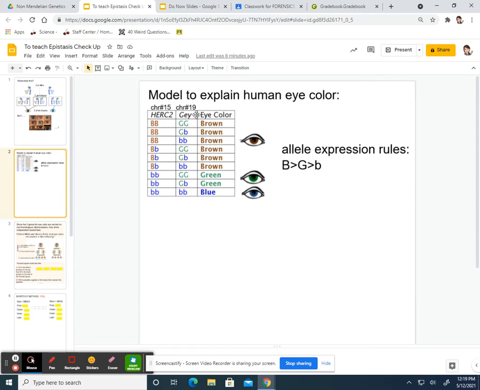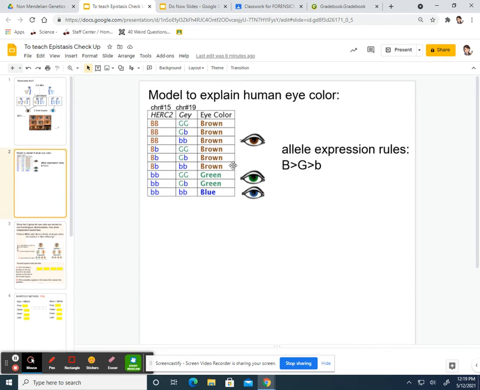And then for gene number 2, for some reason, we are using capital G's, and instead of lowercase g's, we're using a lowercase b, which can be a little bit confusing. I just want to point it out here because that's not typically how we do things, but this is how this chart was made. We're going to go with this.